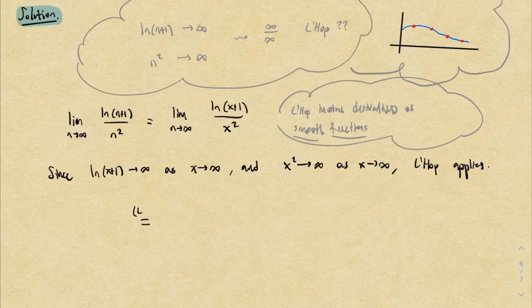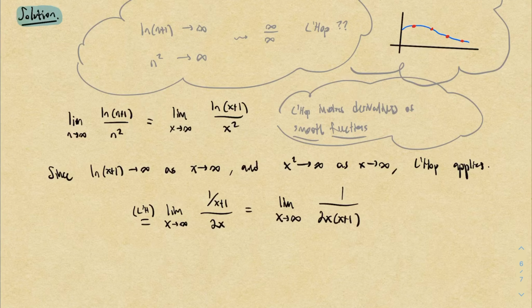So by L'Hopital's rule, I can individually take the derivative of the numerator. This would give me 1 over x plus 1, divided by the derivative of the denominator, this would be 2x. And we can evaluate this limit instead. After some simplification, we get 1 over 2x times x plus 1.